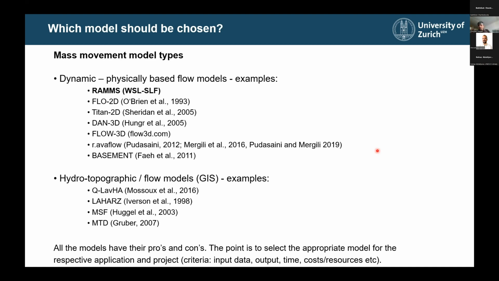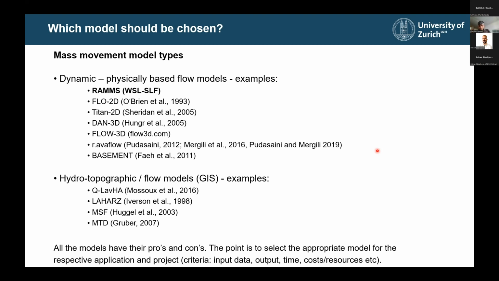Why we have chosen RAMS, or why we think this is a good choice for you. RAMS has been developed over many years by our colleagues from the Snow and Avalanche Institute in Davos, part of WSL. And it has reached a high degree of robustness. So it's really robust in use. It's also relatively straightforward, relatively simple to use. And some of these models listed here are rather complicated to use and are less stable. So it's numerically also stable.